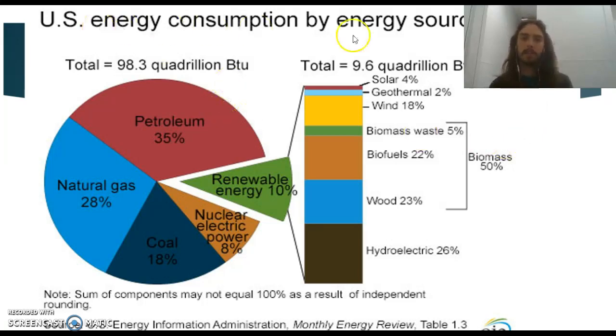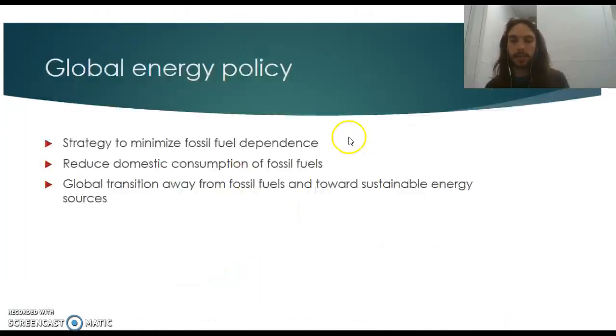So here's the energy consumption from the US in 2014. And you can see right here, these are all the non-renewables. It's about 75% of our power comes from non-renewables. And then this much is nuclear and renewable. So, it's kind of silly.